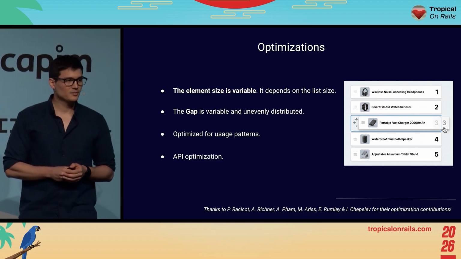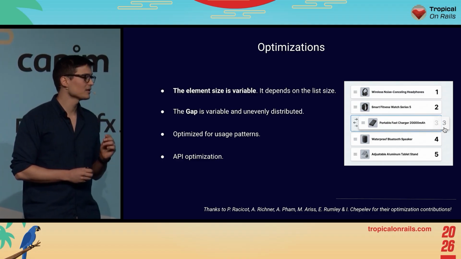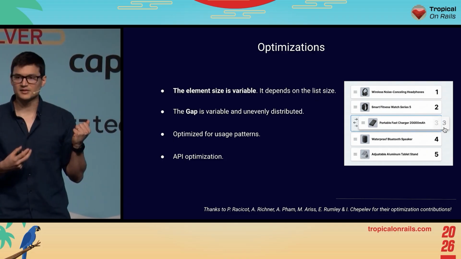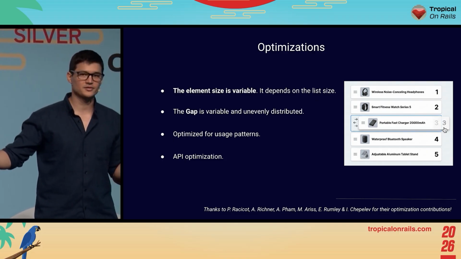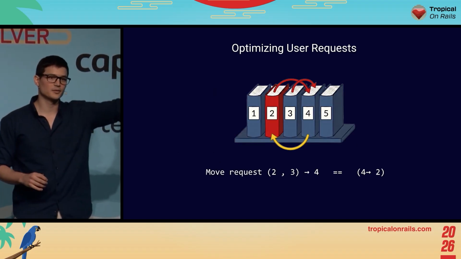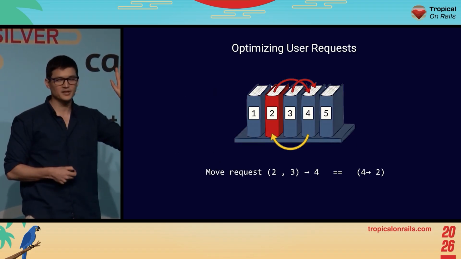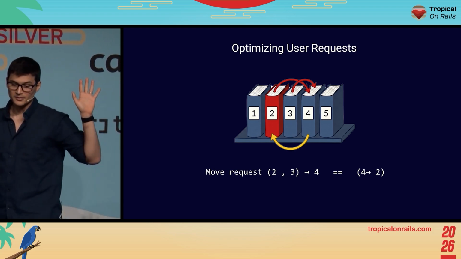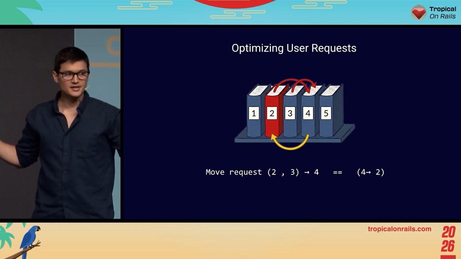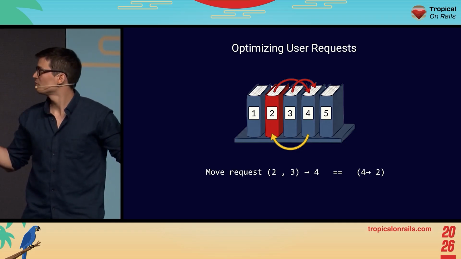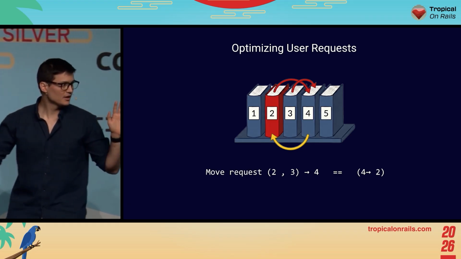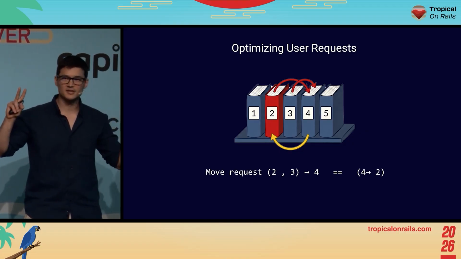Finally, we ship several optimizations at the API layer. We ship an API layer that reads requests from the users and translates them into the simplest instructions to the database. Let's look at an example. I have 5 books, and the user is requesting us to move book number 2 and book number 3 to position 4. This is exactly the same as moving book 4 to position 2. The key difference here is that instead of doing 2 operations and 2 instructions to the database, I do a single one.